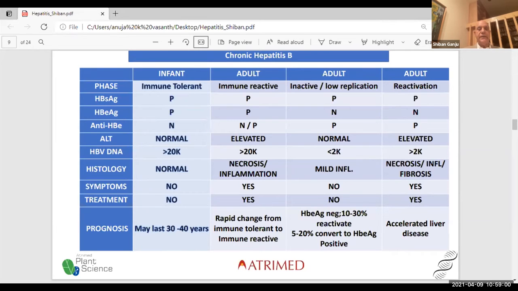Liver enzymes, ALT, will be elevated. HBV DNA, if you remember the earlier slide I mentioned, will be more than 20,000 units. If you do a biopsy, you see inflammation, necrosis. The patient will have symptoms, which are jaundice, weight loss, poor appetite, fever, malaise, body aches, and these people do need treatment. The next vertical column is the inactive stage. Inactive stage people, though they have chronic hepatitis, are inactive, they don't need any treatment, and the blood parameters change. Next slide, please.